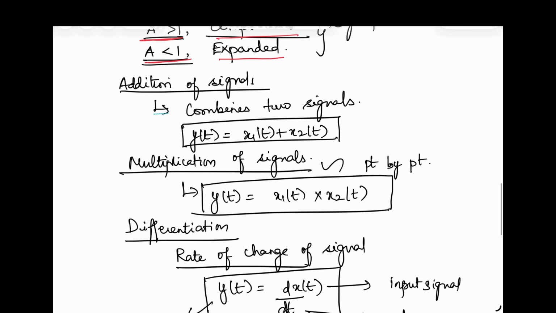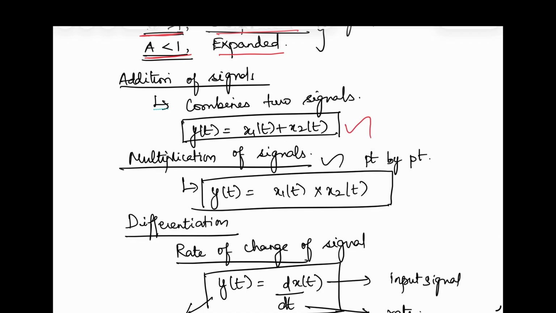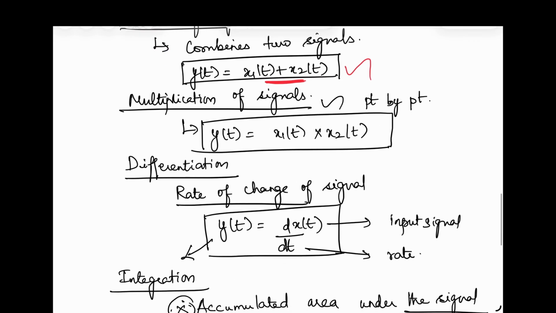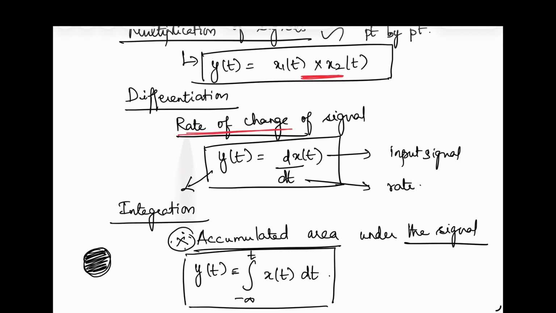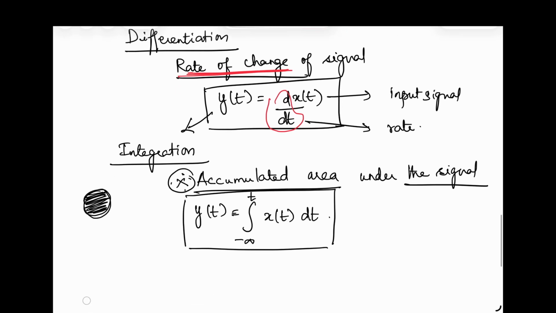Then next is the addition of signals, the combination of two signals, x1 of t plus x2 of t. Then comes multiplication of signals, which is x1 of t into x2 of t. Then comes differentiation, which is mainly the rate of change of the signal. You compute it using differentiation, so it is d by dt of x of t. Finally, if you want to find the accumulated area, or compute the area under any signal, we go for the operation called integration. So it is the integral of the input x of t into dt. This is all about the operation on signals.